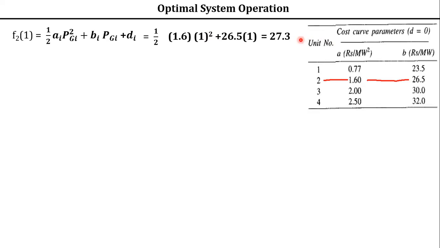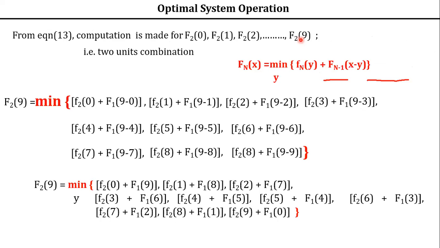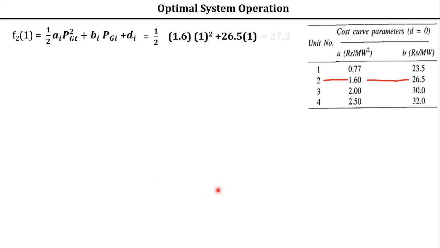27.3 rupees per hour you are going to get, that is F2 of 1. So next, what should we evaluate? This is what we are evaluating. F2 of 1 we got. F1 of 8, we have to evaluate it. So what is F1 of 8 equal to?